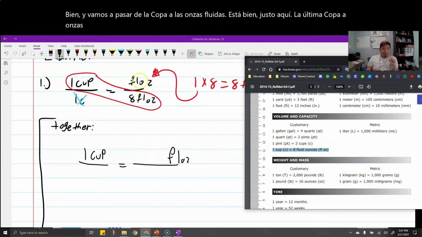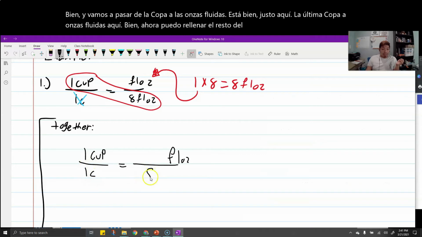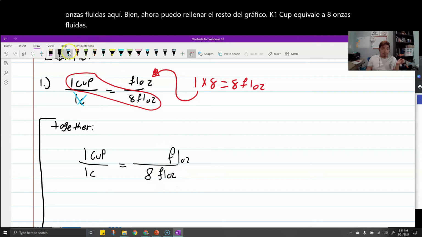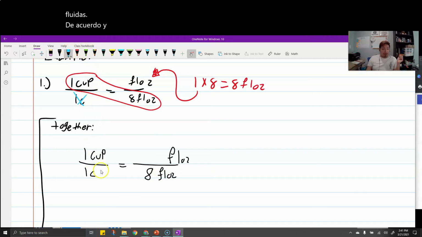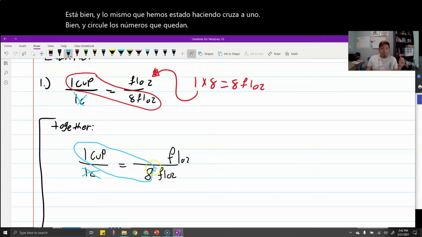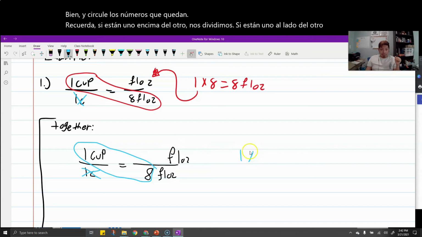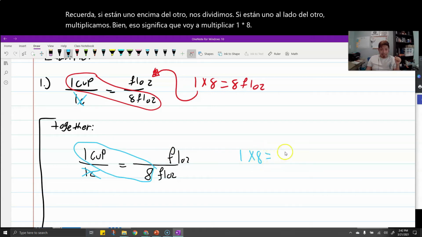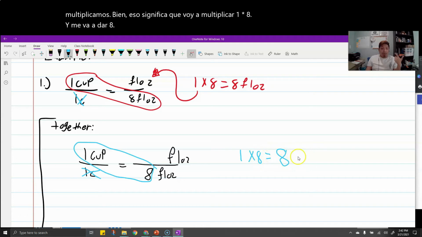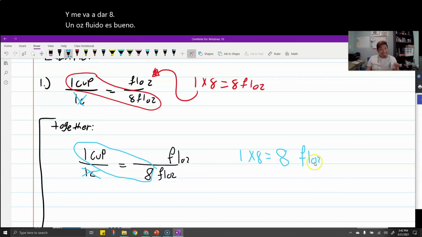So now I can fill in the rest of the chart, okay? 1 cup equals 8 fluid ounces, okay? And same thing like we've been doing. Cross out the 1, and circle the numbers that are left over. Remember, if they're on top of each other, we divide. If they're right next to each other, we multiply, okay? So that means I'm going to multiply 1 times 8, and it's going to give me 8. 8 what? 8 fluid ounces. Good. That one's kind of easy, okay?